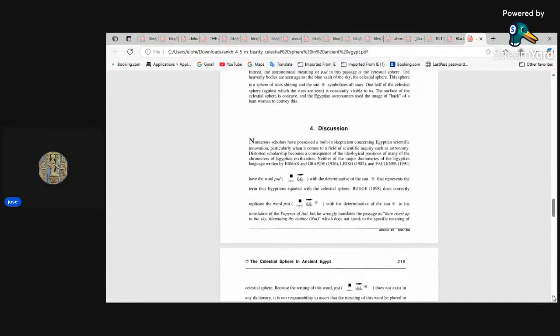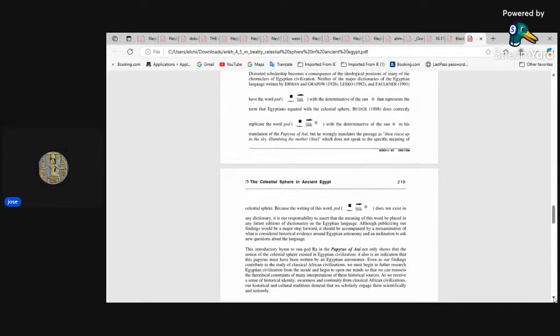to convey this description. Numerous scholars have posed a built-in skepticism concerning Egyptian scientific innovation, particularly when it comes to a field of scientific inquiry, such as astronomy. Distorted scholarship becomes a consequence of the ideological position of many of the chroniclers of Egyptian civilization.